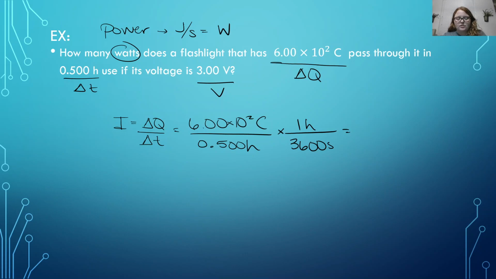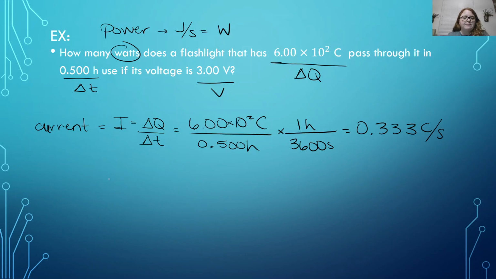6 times 10 squared, and then divide that by 0.5 times 3,600, and we get 0.333, and this is coulombs per second. So this is our current.